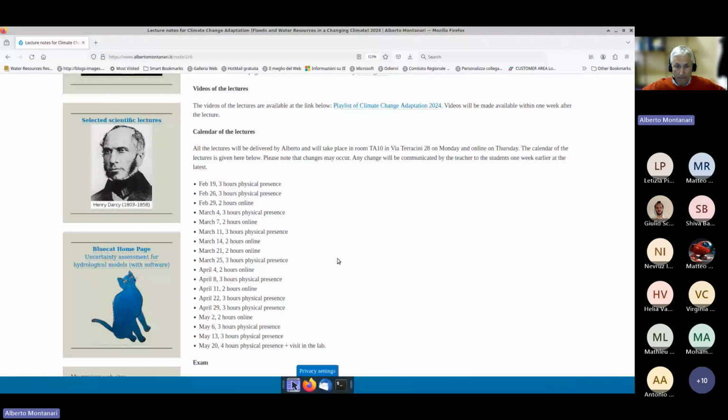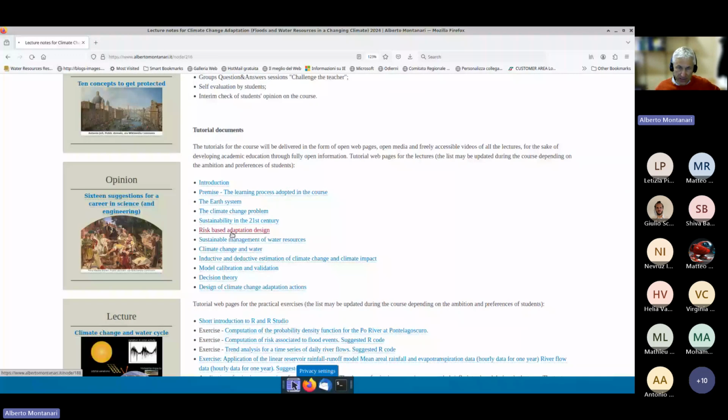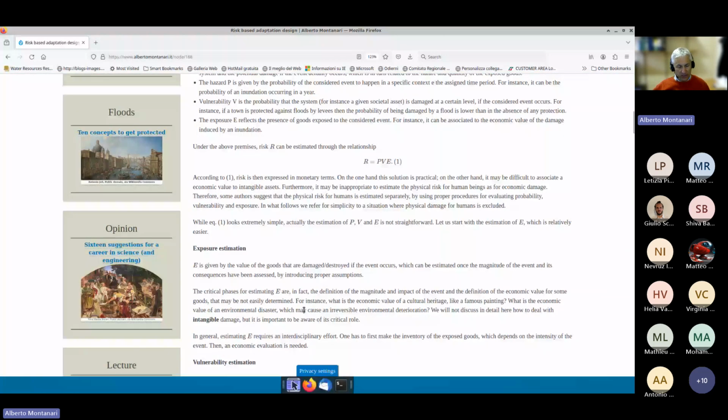So we started talking of risk-based adaptation design. I'm clicking on the lecture. And last time we started the nasty topic of probability estimation, which we did by also using some numerical simulation in R. And here I'm scrolling down the lecture in order to remind you where we are.